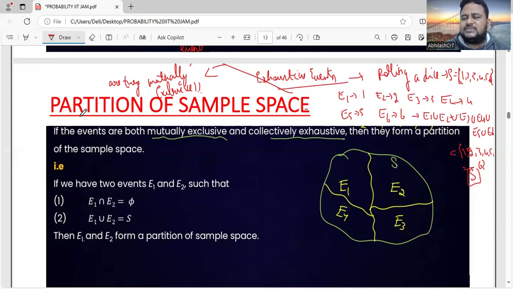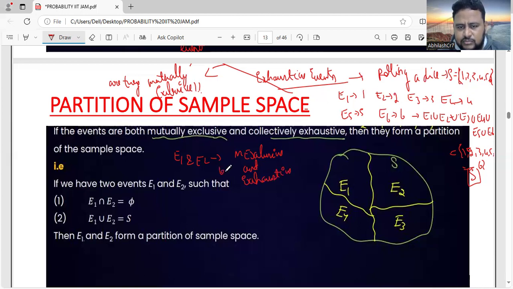Okay, partition you can understand like this. The Indian subcontinent has many countries: India, Pakistan, Afghanistan, Nepal, Bhutan, Sri Lanka and so on. So when you do partition, the Indian subcontinent is partitioned into India, Pakistan, Afghanistan, Nepal, Bhutan, like this. That's the meaning of partition, dividing. Okay, so suppose there are two events, E1 and E2. They are mutually exclusive and also exhaustive.